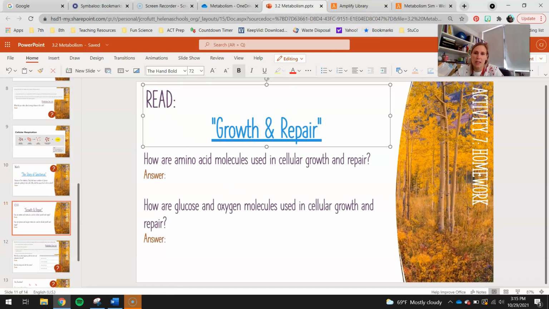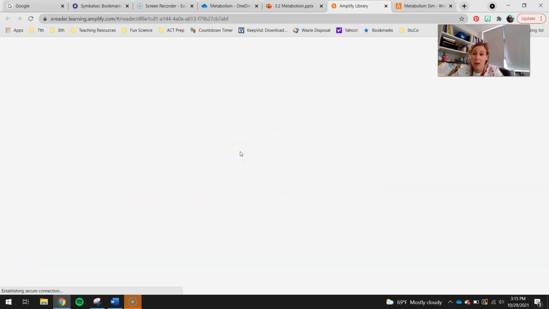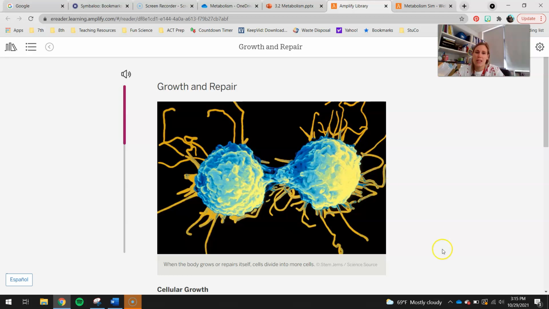So you guys will right click and open this link right here, and it's going to take you into this really short article on growth and repair. It's about 3 paragraphs long. You guys will read this on your own. So if you have your own earbuds, you may not borrow mine today. You guys can use those, if not, to listen to the article. If not, you guys can just read it on your own.